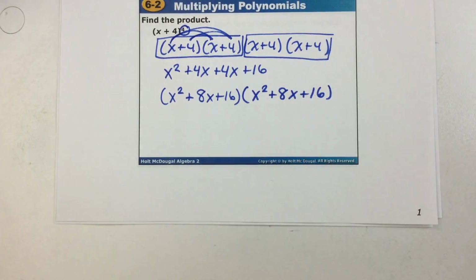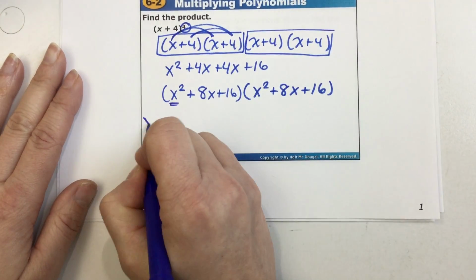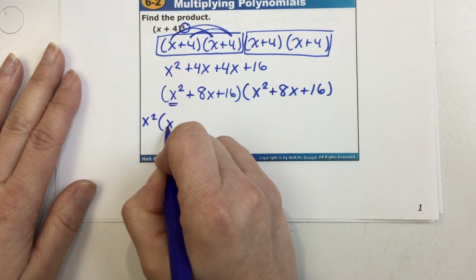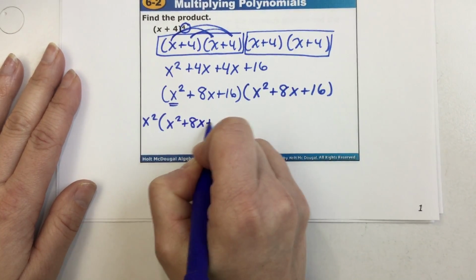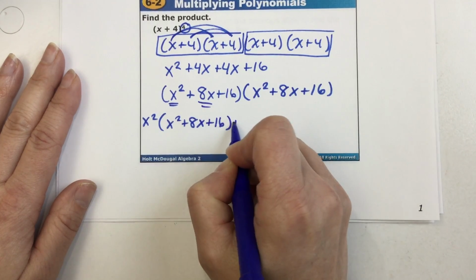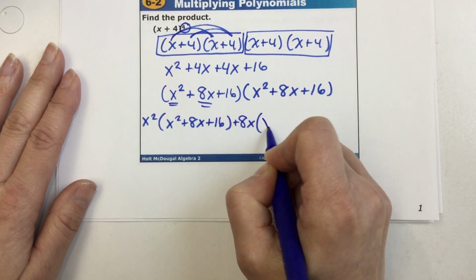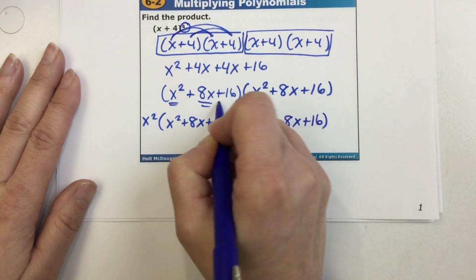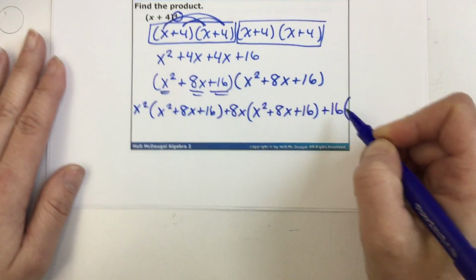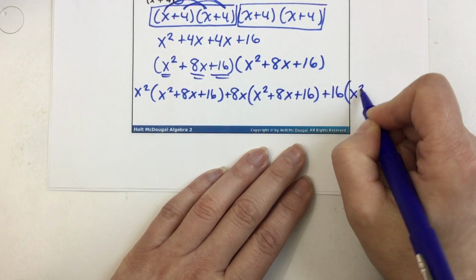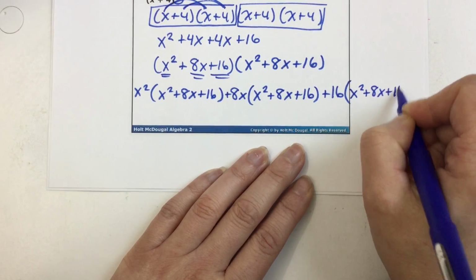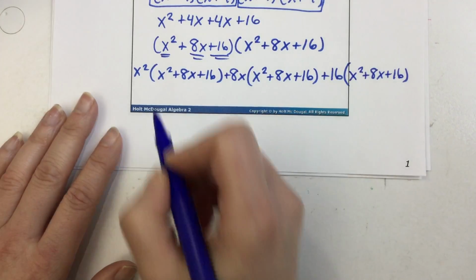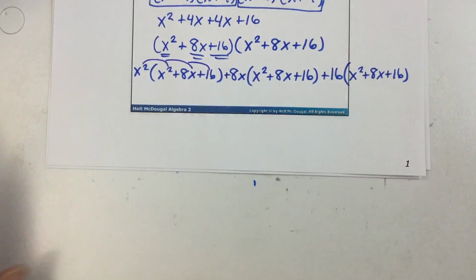Now we are back to the last skill that we practiced. X squared needs to be brought into x squared plus 8x plus 16. Then 8x needs to be brought into x squared plus 8x plus 16. Then 16 needs to be brought into x squared plus 8x plus 16. So one term at a time, we are going to go ahead and distribute.